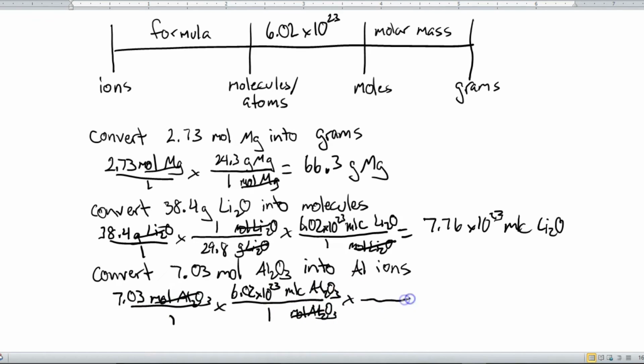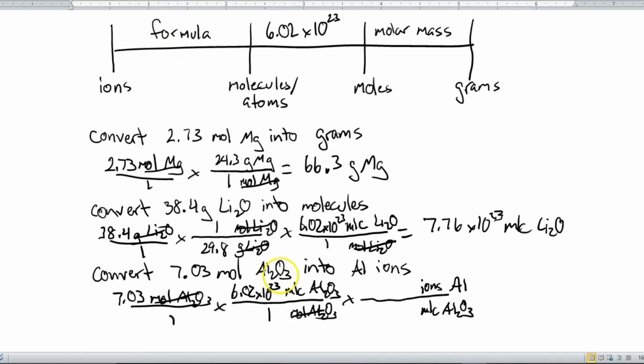And now we got one more step. Okay, so since molecules is on top over here, that means molecules is on the bottom over here. But what's going to go on top? Well, the unit that is right next to it, which is ions. Ions of what? Well, the question is asking for ions of aluminum. All right, so how are we going to figure out the numbers that go here? Well, our little clue here is the formula.